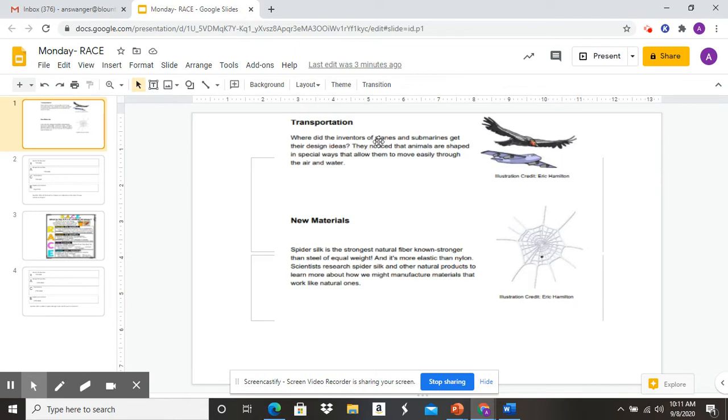Where did the inventors of planes and submarines get their design ideas? They noticed that animals are shaped in special ways that allow them to move easily through the air and water. So you'll notice they have a picture of a bird with its wings flapped out that kind of looks similar to an airplane. So it seems like they looked at the way that a bird was shaped in order to create that airplane. And then they may have looked at how fish swam in the ocean in order to create submarines. So let's go to my next slide.